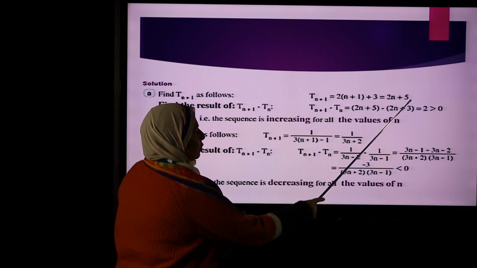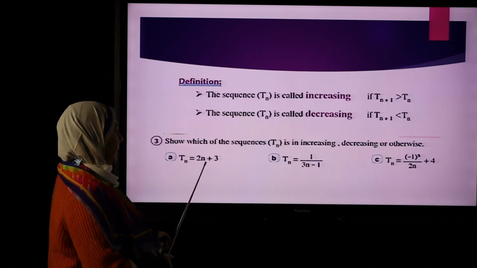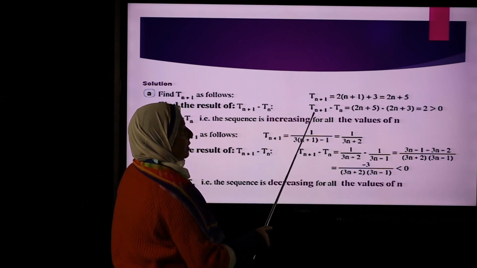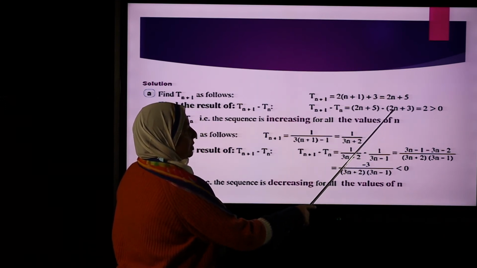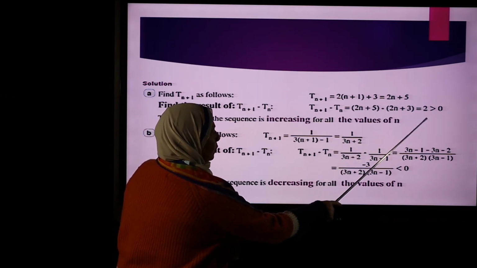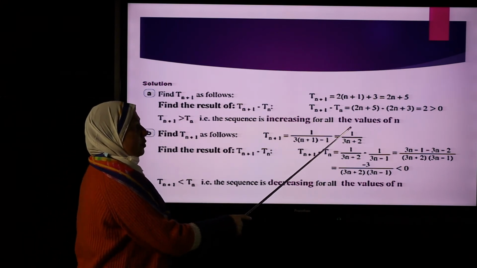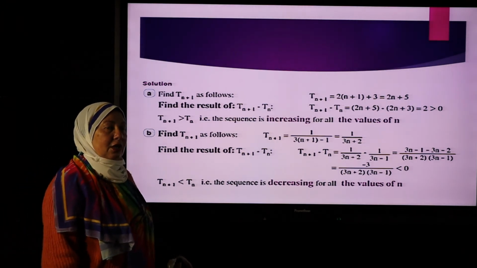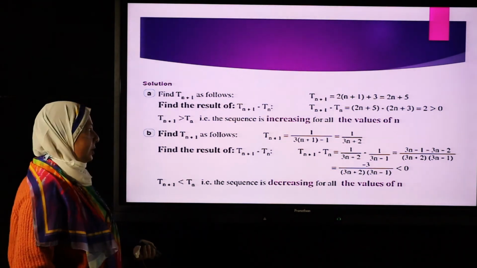Tn plus 1 is 2n plus 5. Tn is 2n plus 3. Subtraction: Tn plus 1 minus Tn equals 2n plus 5 minus 2n plus 3, 5 minus 3 equals 2. 2 is a positive number greater than 0, therefore the sequence is increasing for all values of n. For any values of n, T10 greater than T9, T8 greater than T7, T21 greater than T20, and so on.